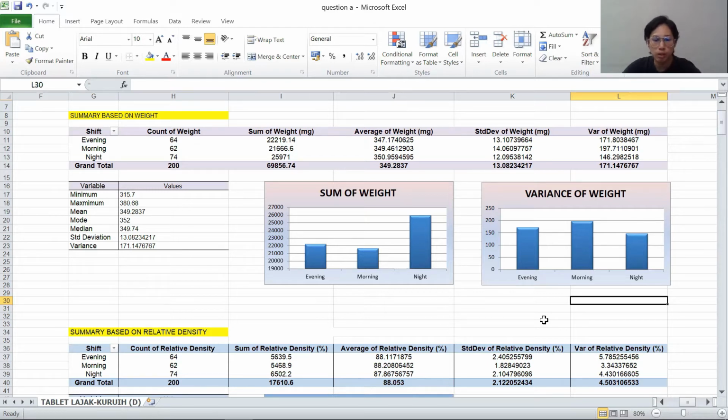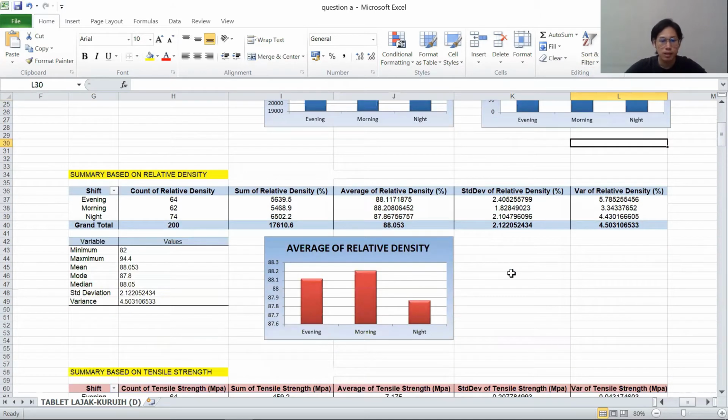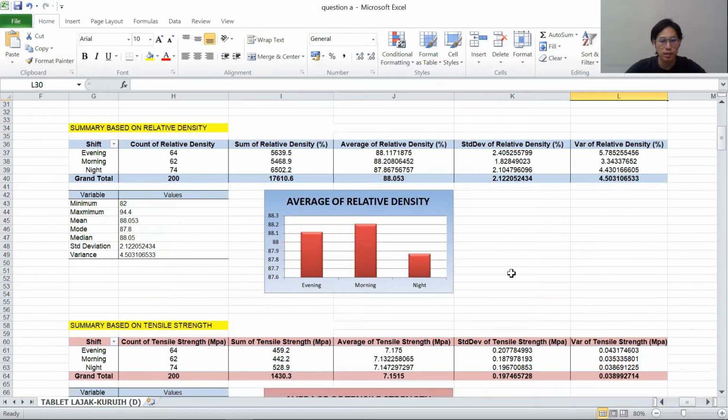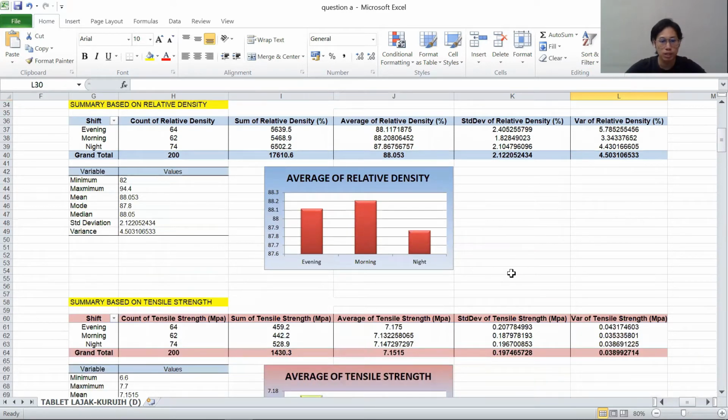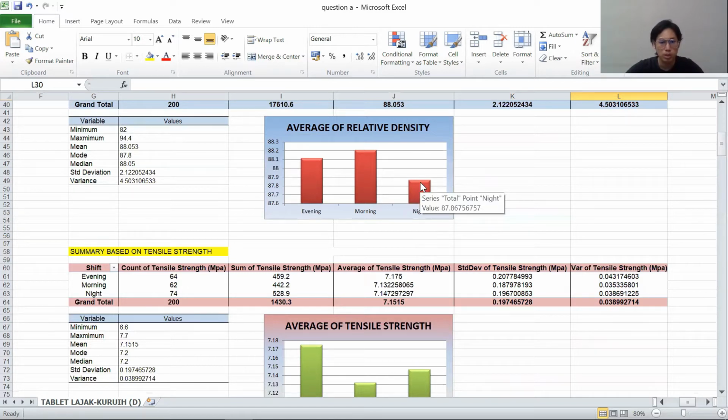Next, we will discuss the hardness of the tablet. Generally, the tensile strength depends on the relative density regardless of the production shift. As we can see here, the relative density in the morning shift has the highest average compared to the other shifts. So we can conclude that among the three shifts, the hardest tablet produced in December 2020 is from the morning shift. Next, I will let Muhammad Ismail present the next question.